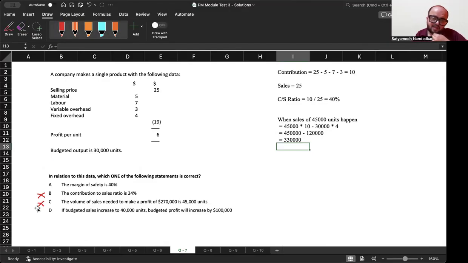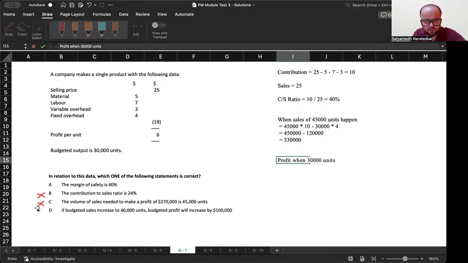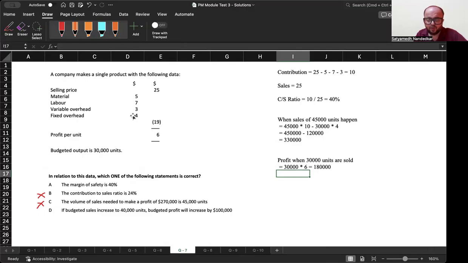If budgeted sales increases to 40,000, budgeted profit will increase by 1 lakh. Okay. Profit when 30,000 units are sold. See, here 30,000 units is budgeted output and profit per unit is 6. So this into 6 is 1,80,000. See, fixed overhead 4 means OAR is 4. How is OAR calculated? OAR is budgeted overheads upon budgeted output. 4 equal to budgeted overheads upon budgeted output, which is 30. So budgeted overheads will be 30,000 into 4.